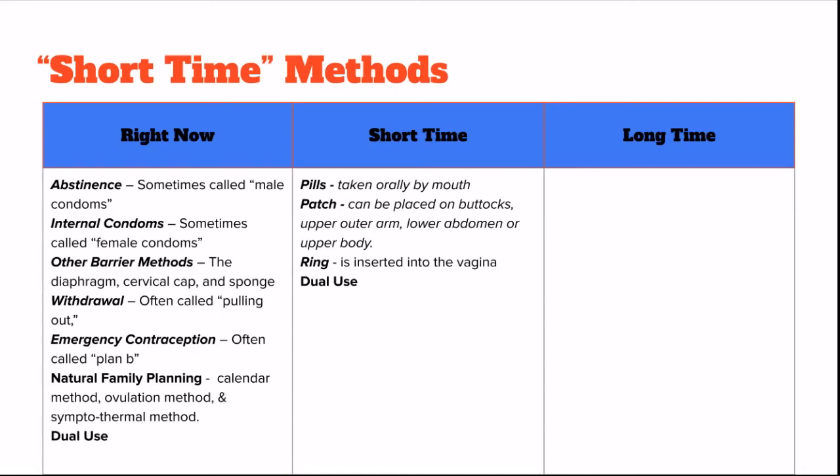The first short-time protecting method we will discuss is the most common form of birth control, the pill. The pill needs to be taken consistently, once a day, at the same time, every day, and if used correctly, the pill is one of the most effective means of preventing pregnancy. A pack of pills lasts 1 month, and then the next pack will begin.